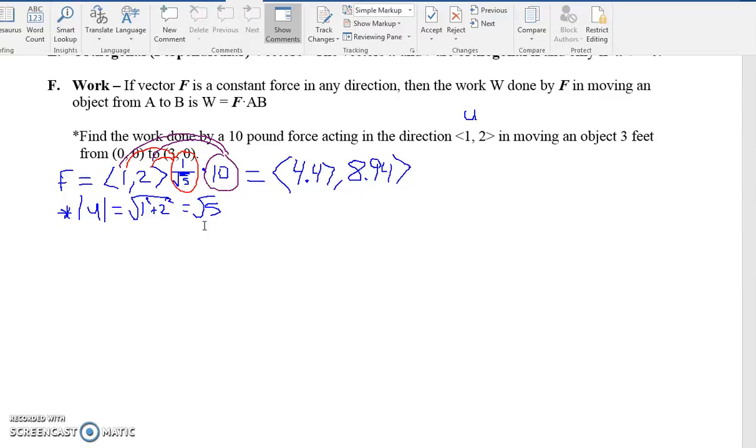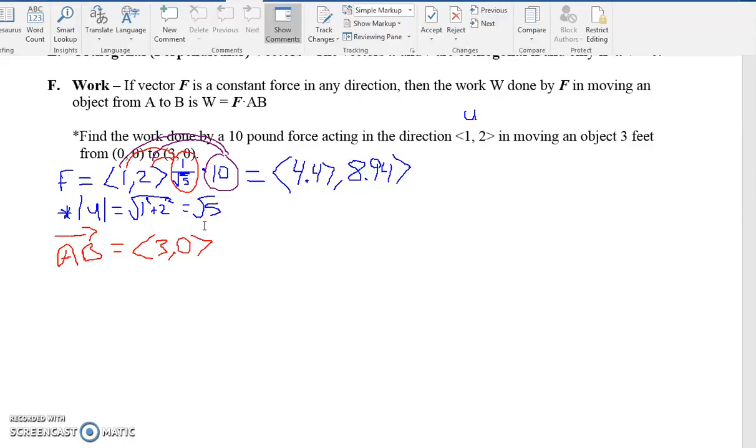And then our vector for AB, different color here. In this case it's an easy one. You'll have some more challenging ones to work on in class. But it went from 0, 0 to 3, 0. That's where the object moved overall. So in the end it just went 3 to the right. So that was the easy one to come up with.